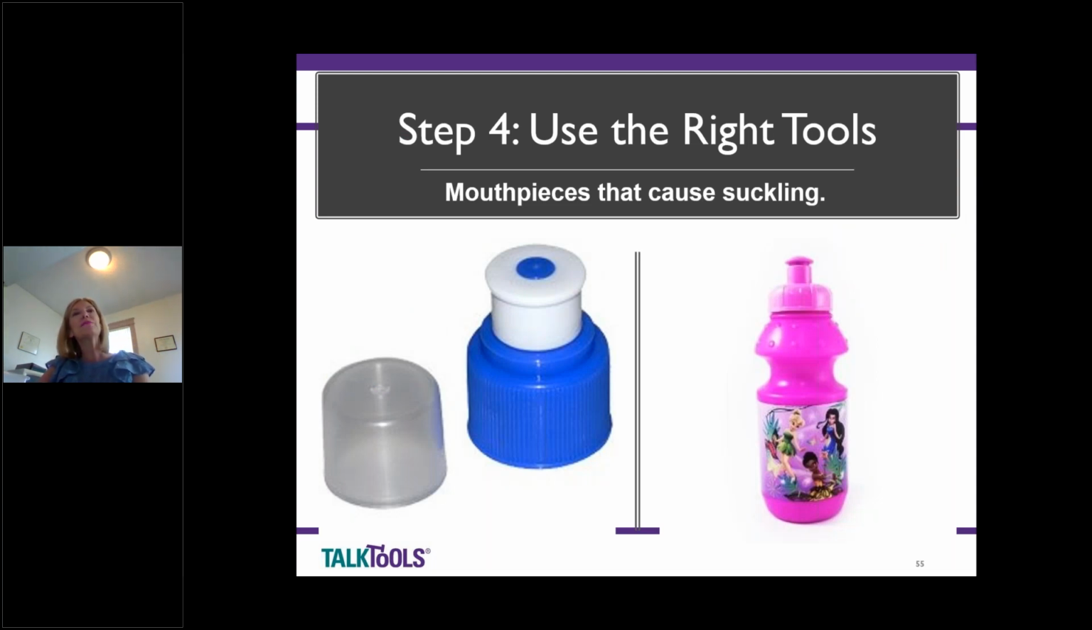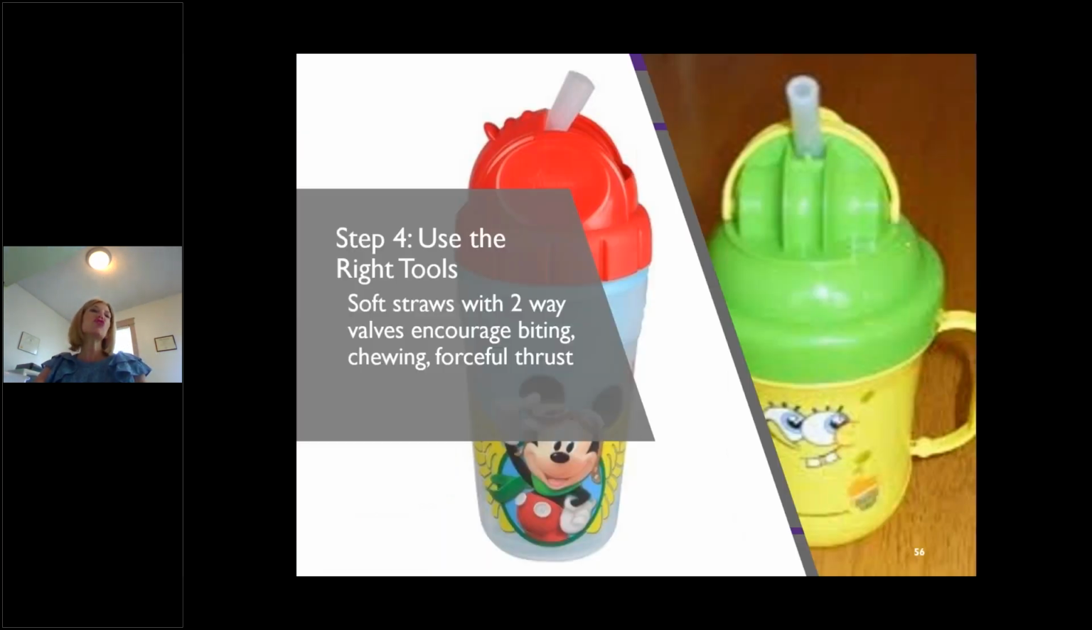These are those sports tops. They also encourage tongue thrusting and suckling and not proper drinking. When you have a proper water bottle, what are you doing? The lips are coming forward, creating a seal. You're trapping the water appropriately. Many kids bite on this and you're going to see a lot of jaw movement, and that's not going to help with mouth development. Soft straws with two-way valves often encourage biting, chewing, and forceful tongue thrusting. And I've even seen kids bite these straws off, so then you have a choking risk.